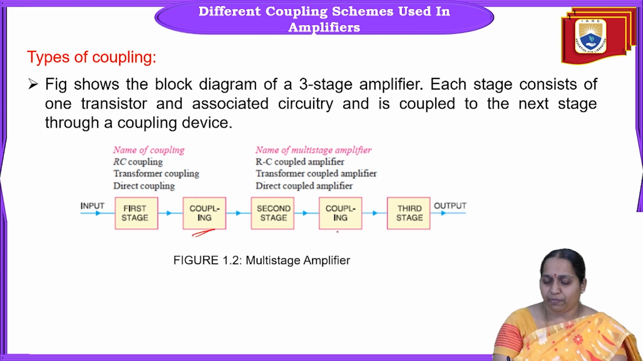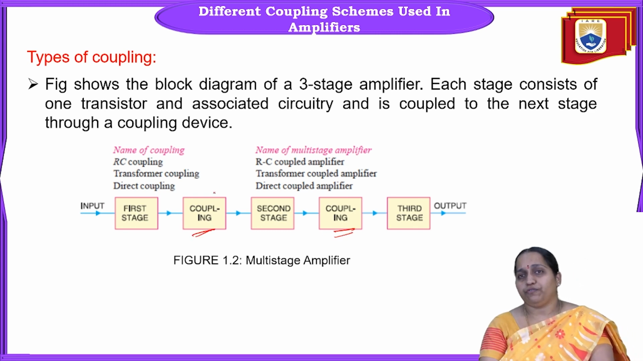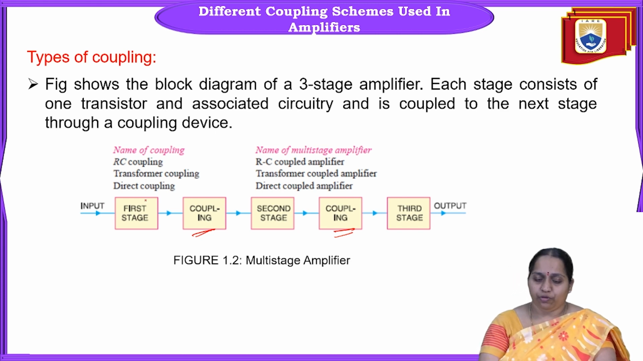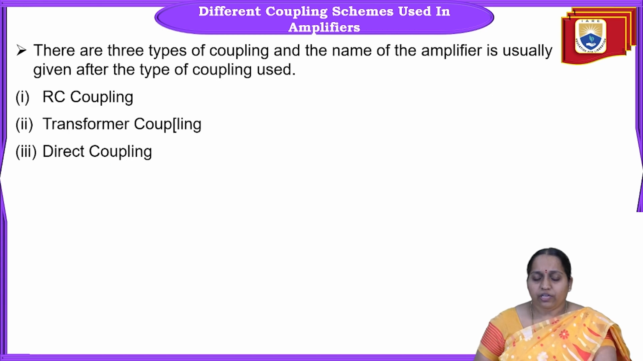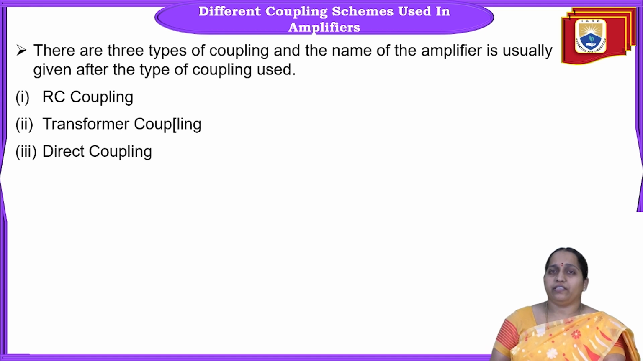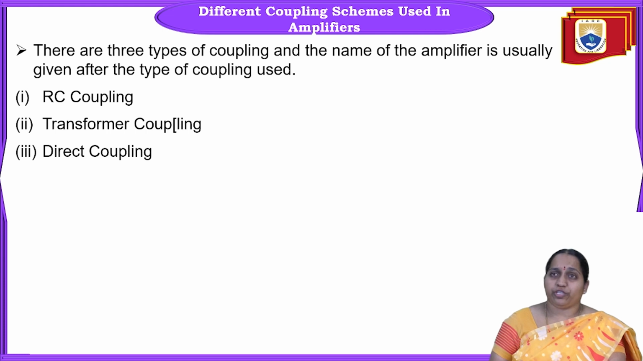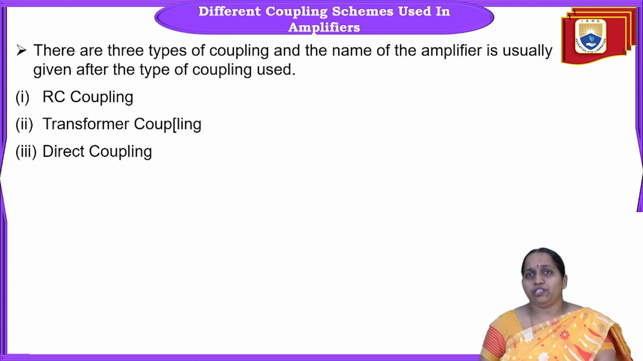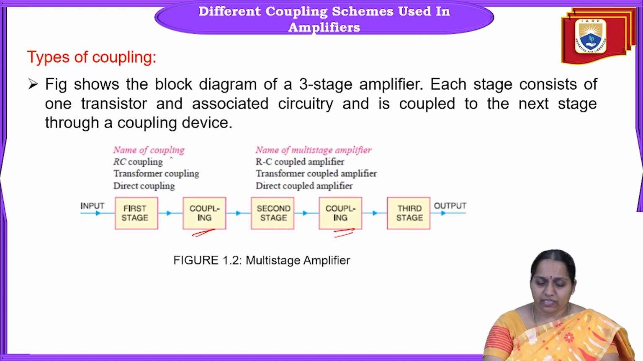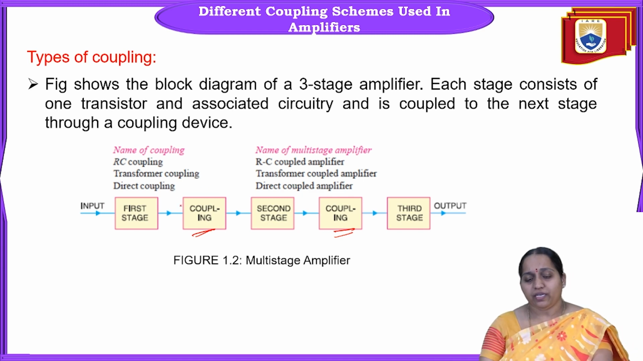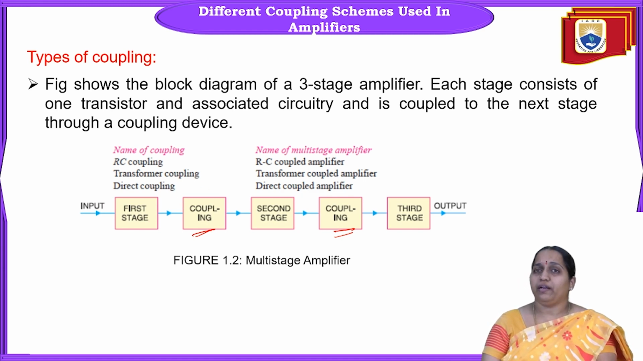You can see here, you have coupling. By making use of a coupling device, the output of one stage is connected to the input of the second stage. As you can see, there are 3 types of coupling: RC coupling, transformer coupling, and direct coupling. Based on the type of coupling used, the amplifier is given its name. Which type of coupling are you using? It could be either RC coupling, transformer coupling, or direct coupling.